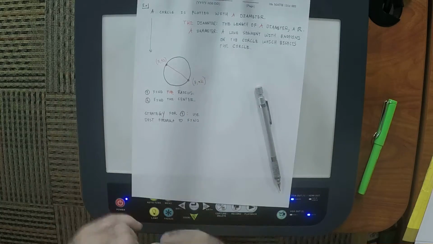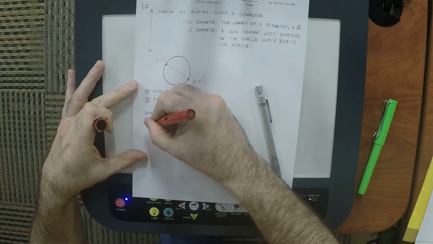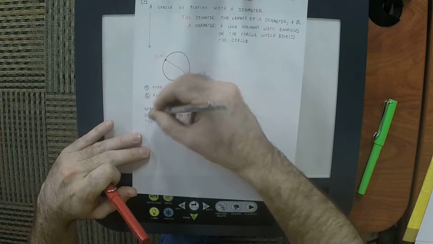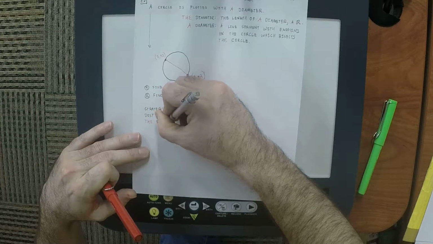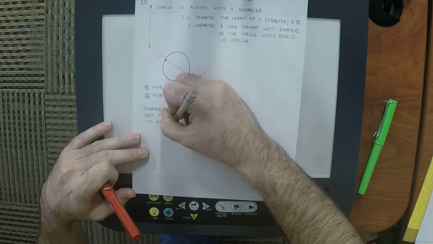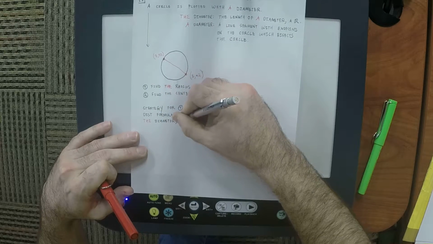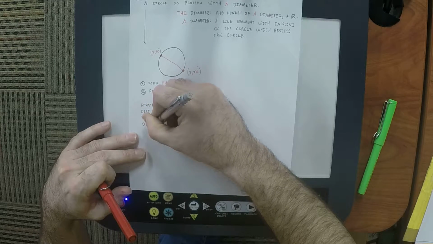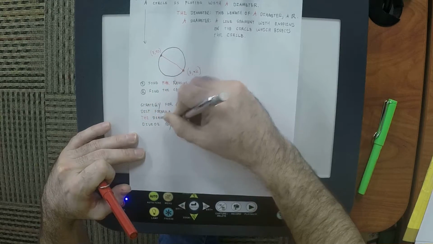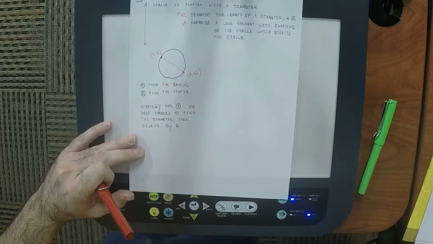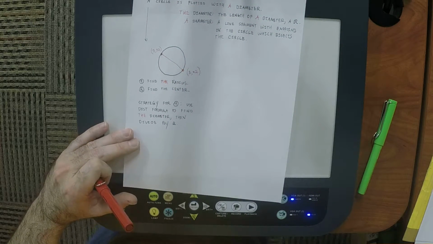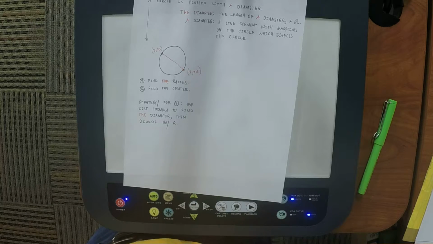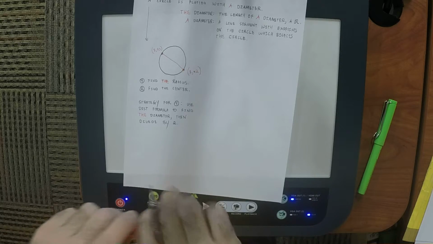Use the distance formula to find the diameter, and then we'll follow that up with divide by 2. Is there any question why that's the strategy? It's important to know the overall plan so that you don't get lost in the pluses and minuses and everything.